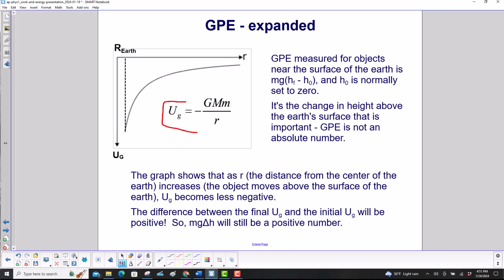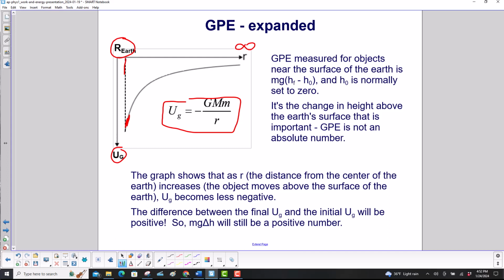Here's our function. What does that look like on a graph? Well, here's the radius of Earth, right over here, and out here would be infinity. This is how far the object is from the center of the Earth, for example. And this is our potential energy, and it's negative. So GPE measured for objects near the surface of the Earth is mg times hf minus h0. And it's normally right around here, okay? And you set h0 equal to 0. It's the change in height above the Earth's surface that is important. GPE is not an absolute number.